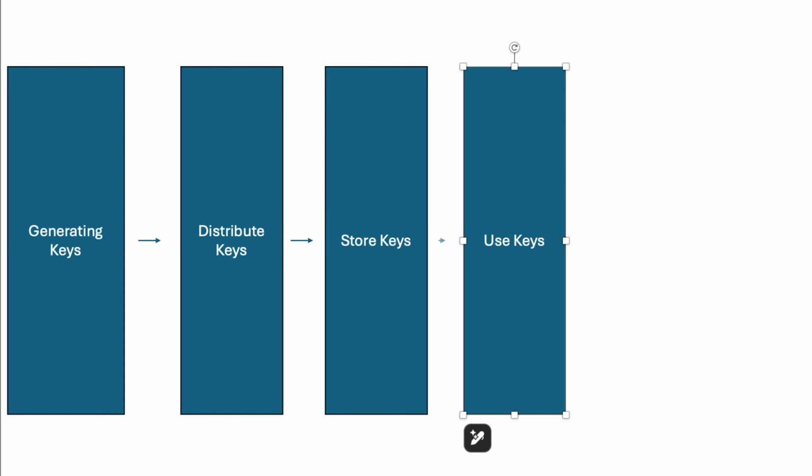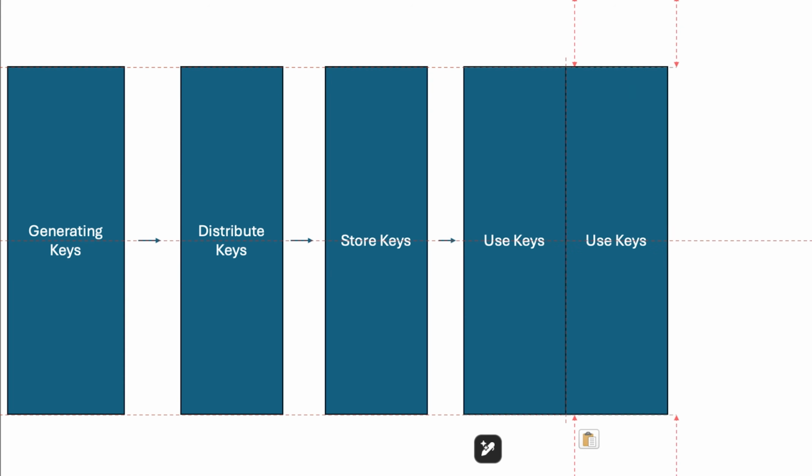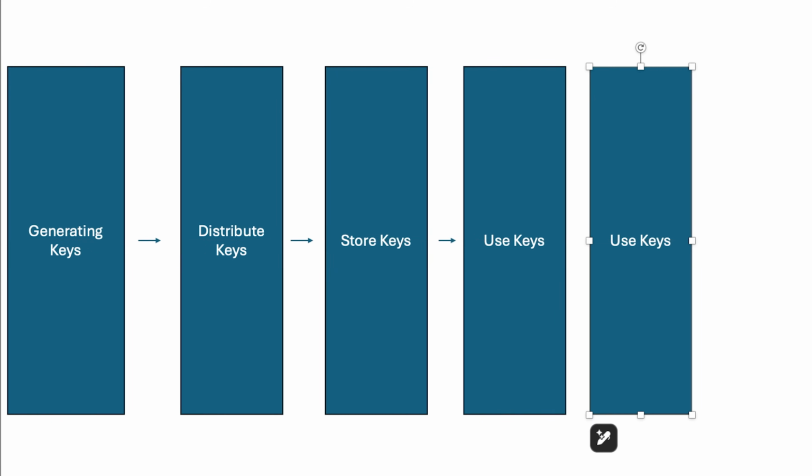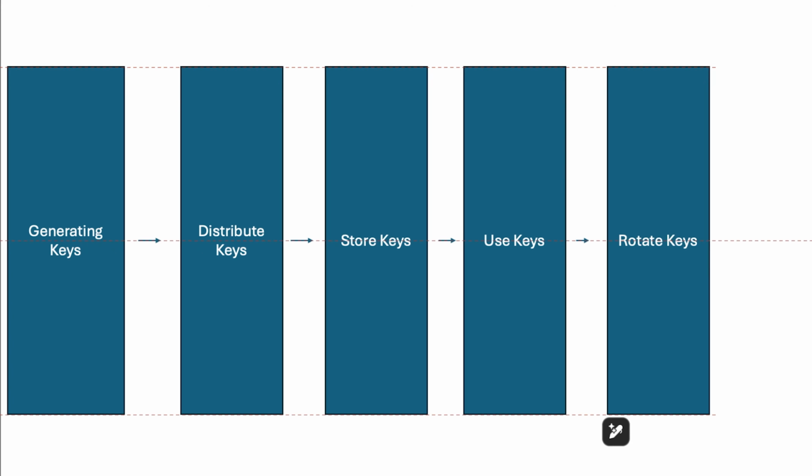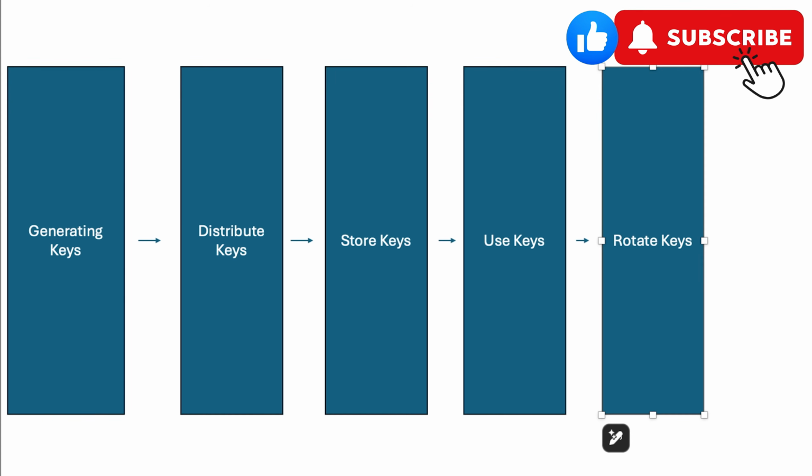Now, the thing is, if we're using the same key all the time and somebody figures out the key, we've got a problem. So the next thing we typically do in a key management life cycle is rotate these keys along the way. That way, we're not constantly having the same key. So part of any key management is also involving rotating the keys.